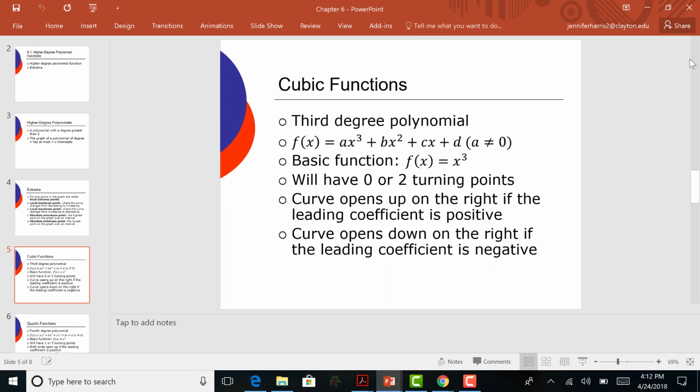It gave me 2 numbers. What's the first number? 0 or 2. So you either got none or 2. So it's saying that this might not always look like this. It could look like something like this. And I'm just putting it up here. You don't have to draw this.